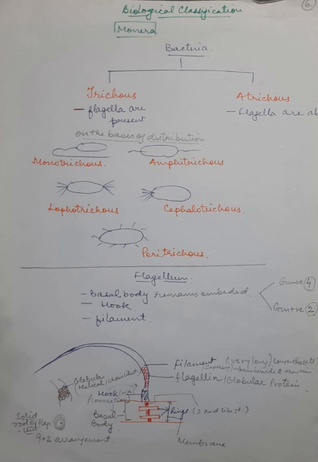Now, let us see the basal body. This basal body remains embedded in the membrane. Bacteria have a cell wall and a cell membrane, and inside the cell membrane, this basal body remains embedded. This membrane has rings. These rings are 4 in gram-negative bacteria, and 2 rings are present in gram-positive bacteria. In the next video, we will be talking about gram-positive and gram-negative bacteria and how the staining is different.